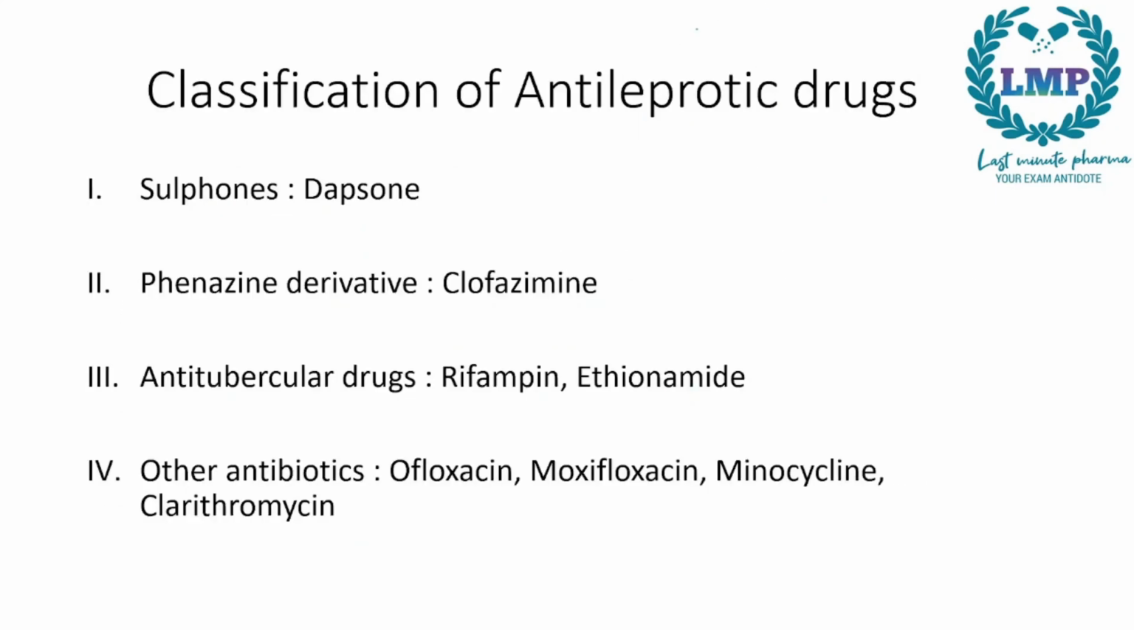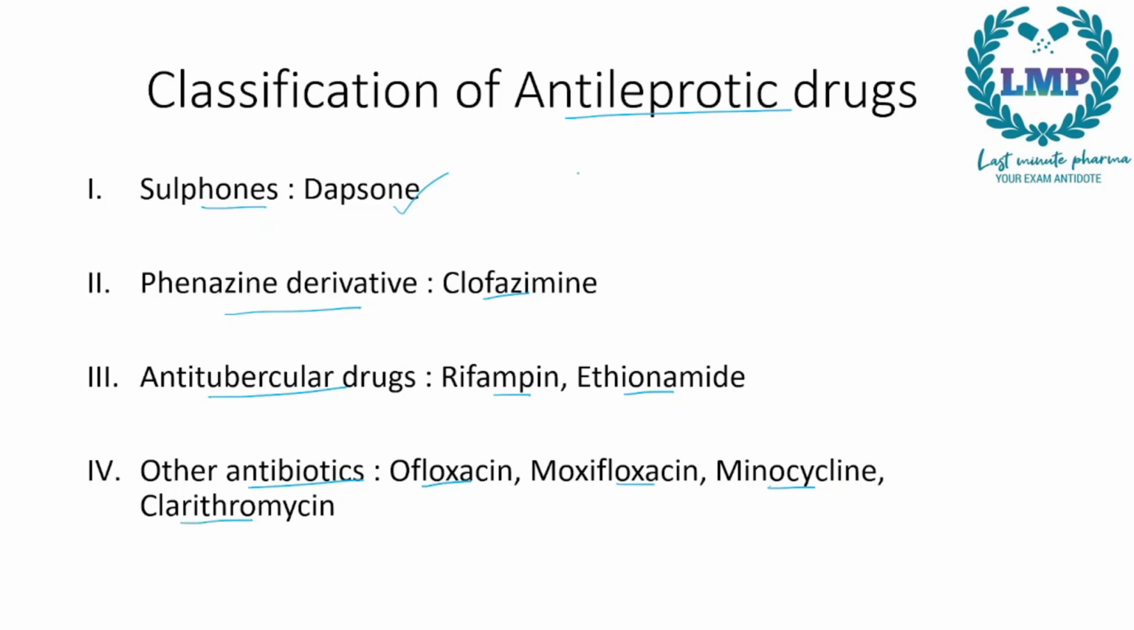Next we have the classification of antileprotic drugs. We have sulfones, phenazine derivatives, antitubercular agents and other antibiotics. In sulfones we have dapsone. In phenazine derivatives we have clofazimine. Antitubercular we have rifampicin, ethionamide. Then in other antibiotics we have ofloxacin, moxifloxacin, minocycline and clarithromycin.